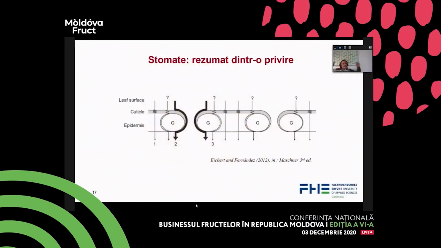So to summarize this, this is a schematic view taken from the textbook of mineral nutrition, Marschner's textbook. We were asked to rewrite this chapter, Victoria Fernandez and I, and we developed this sketch. So we see the epidermis containing stomata. Here are the guard cells, the specialized cells forming the stomata.